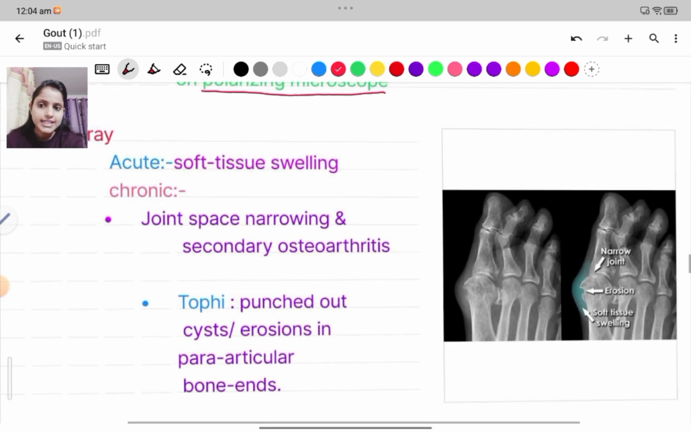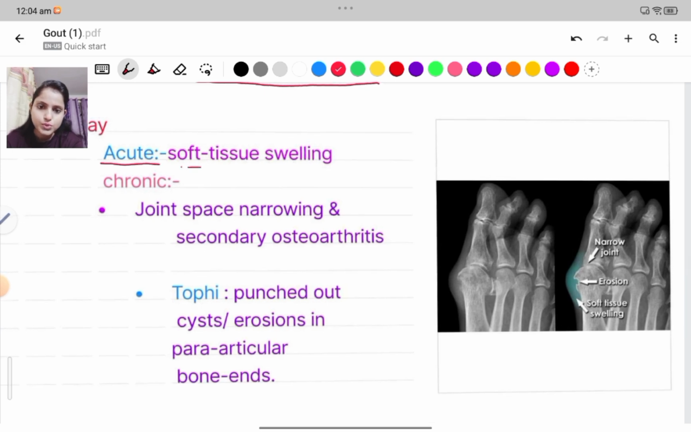On X-ray, in acute gout, we can see soft tissue swelling. This is the soft tissue swelling. In chronic gout, there is narrowing of the joint space due to secondary osteoarthritis, and there is formation of erosions, which are called tophi, or punched out cysts, erosions in para-articular bone ends. Here you can see the narrowed joint. This is the erosion, which is called tophi, the punched out cyst. This is the soft tissue swelling.